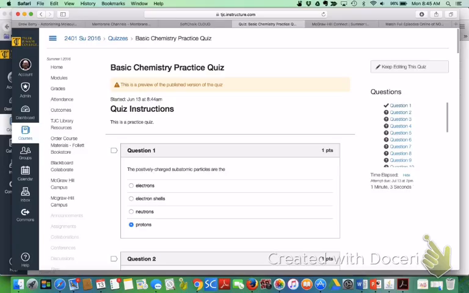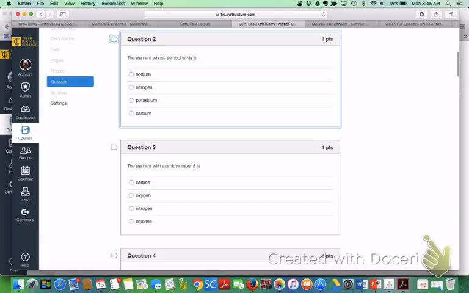Okay. So question 2, the element whose symbol is Na. Sodium. We got this. Not nitrogen? No. Why not? Nitrogen starts with an N. Does anybody know why?